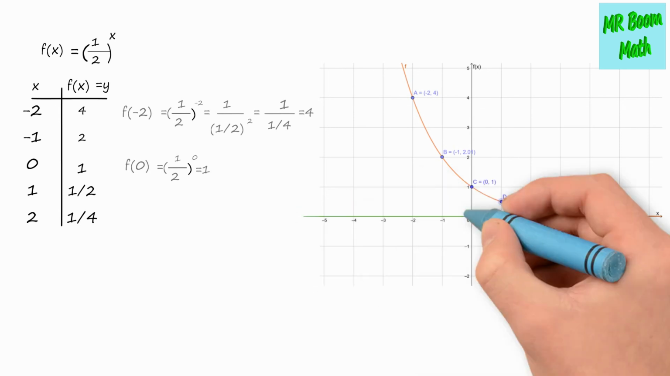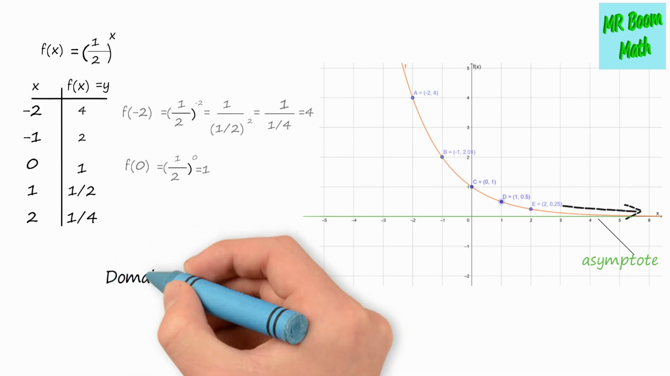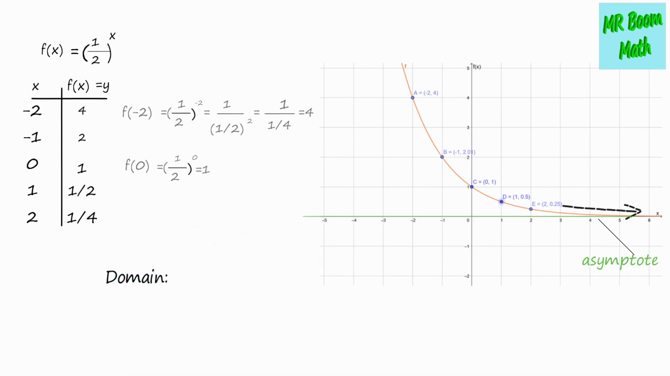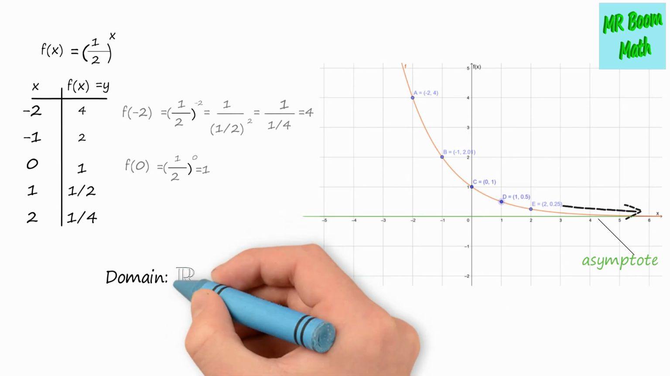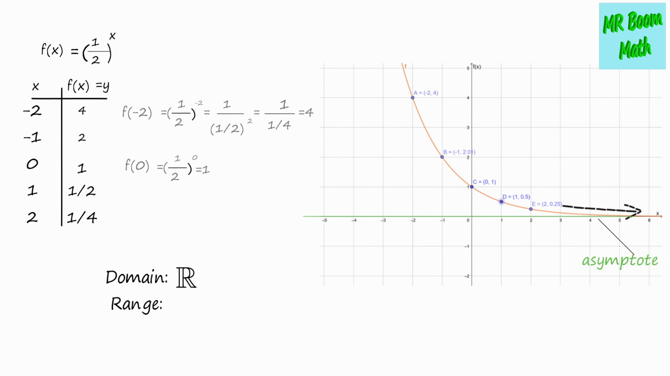Notice as x gets larger, our y gets smaller and smaller. So we start from a large quantity and we decay very, very quickly. So this is an exponential decay function. The domain is all real numbers, and the range is y greater than 0, or all positive real numbers.